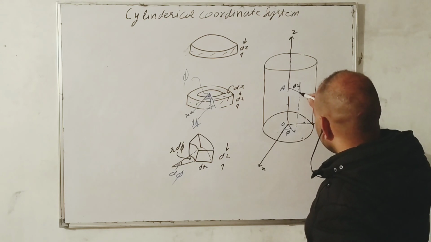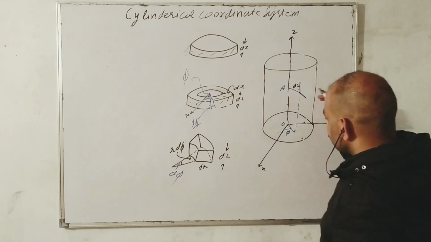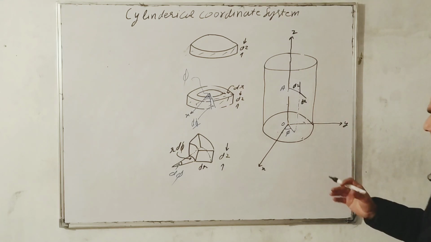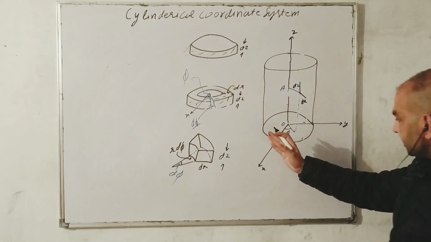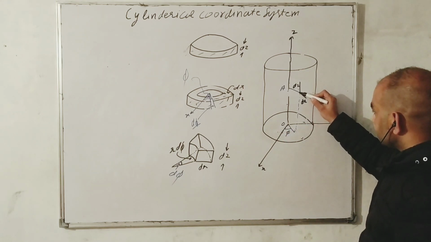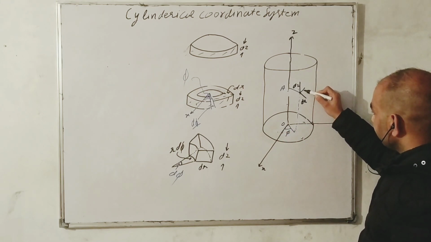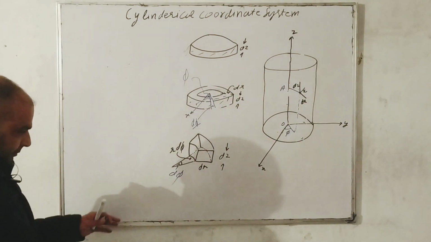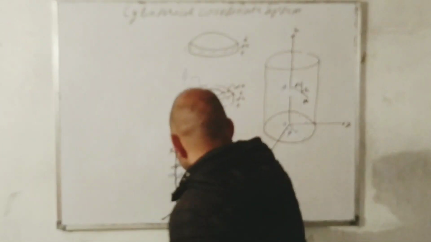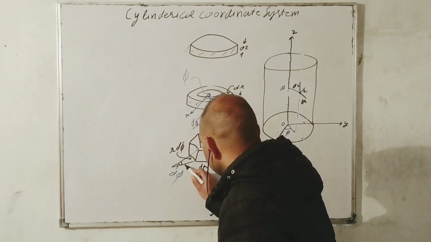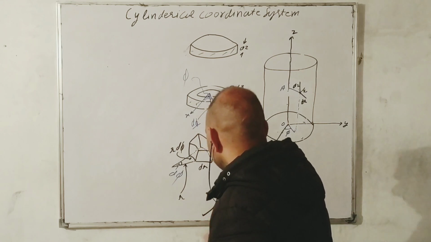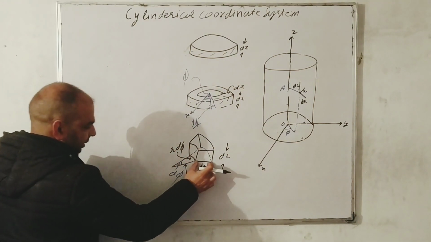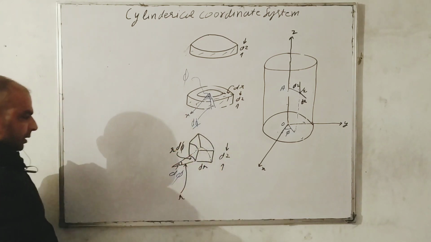Then the small change along r. Suppose it is small. This is dr. Then a small change along phi. So phi is changing in this direction. This is d phi. Then what is this? This length is r. Now we have a small change along z, a small change along r, then a small change along phi.